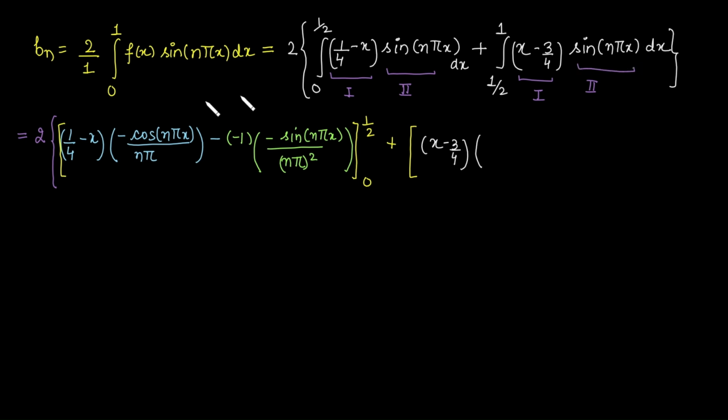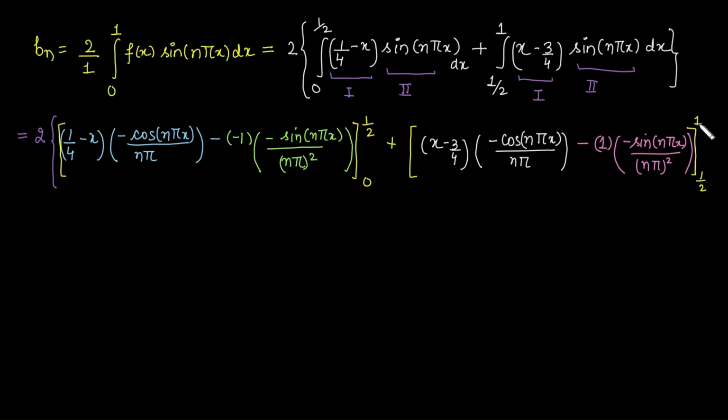Integration of sine n pi x we have already calculated, that is minus cos of n pi x divided by n pi, minus the derivative of this term, which is 1, integration of this term, that is equal to this, we can write minus sine of n pi x divided by n pi square. Limits are 1 by 2 to 1.